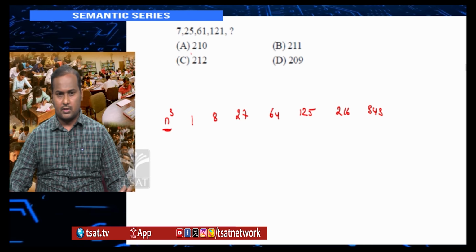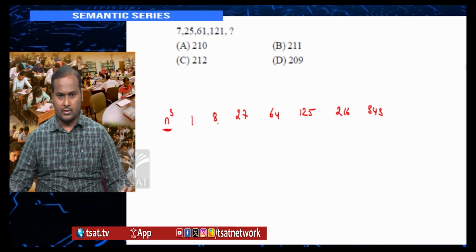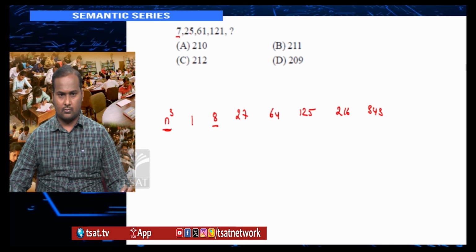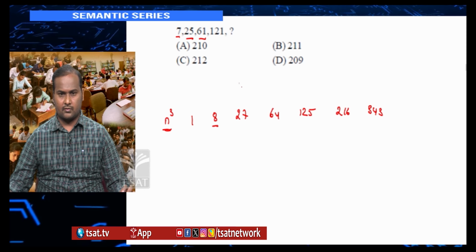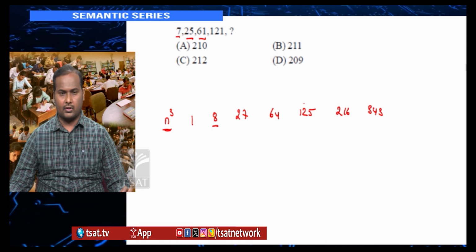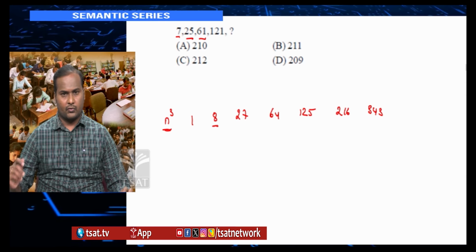See, the moment you see this particular question, it's 7, and here 8. It is 2 cube, here it is 7. Then 27, 25. Here 61, here 64. Here 121, here it is 125. So, the moment you see these numbers, in your mind you should think about cubes.